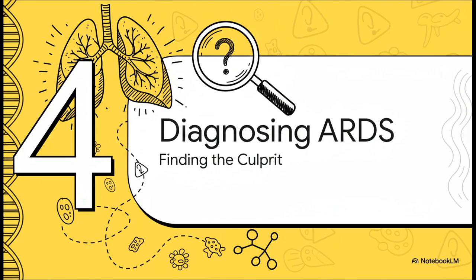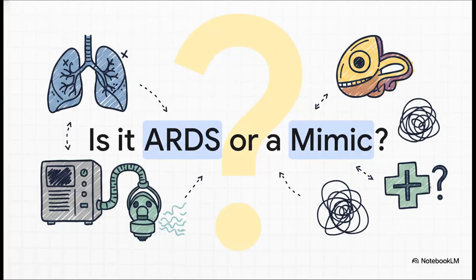Which brings us to section 4, diagnosing the true culprit. With a patient's breathing failing rapidly and that threat of biotrauma hanging over everything, the medical detective work has to start instantly. This is arguably the most critical question for any clinician looking at a patient struggling for air. Is it actually ARDS, or is a clever, non-supportive mimic responsible? We have to know, because if it is a mimic, the standard supportive treatments for ARDS simply won't save them.